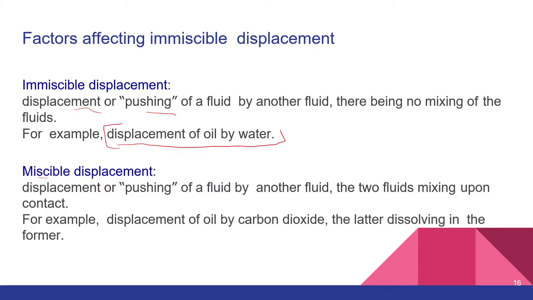Miscible displacement means pushing of a fluid by another fluid, but these two fluids mix. So the two fluids can mix upon contact. For example, when you displace oil by CO2, the CO2 can dissolve in the oil.